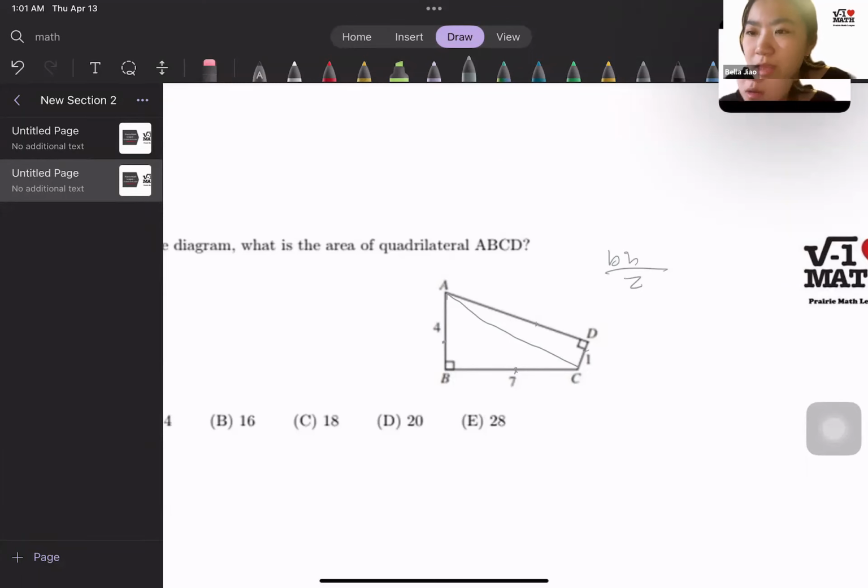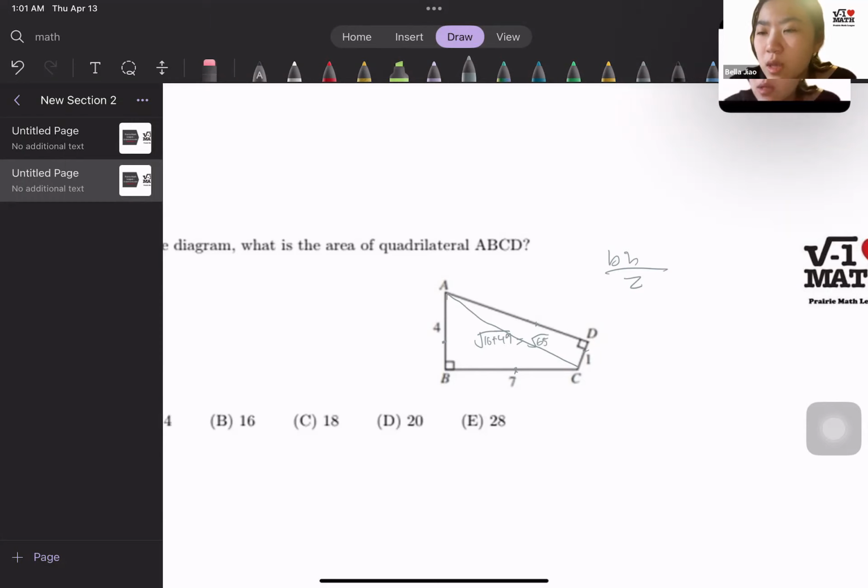So here you can find that the hypotenuse is just the square root of 7 squared plus 4 squared, right? So it's just the square root of 16 plus 49, which is equal to the square root of 65. Okay, and you just need this to find the length of this.